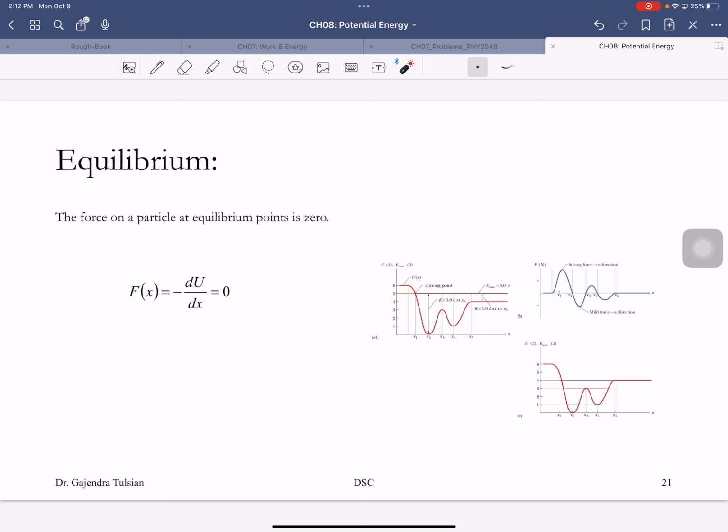So for instance, if this was a mountain or something like that, if a marble is there, the net gravitational force on it will be zero, and it will be in equilibrium. It'll be in equilibrium here as well, here as well. So minima and maxima are equilibrium points. These are also equilibrium points. And these are unstable equilibrium. These are stable equilibrium points, and these are all neutral equilibrium points. Okay.